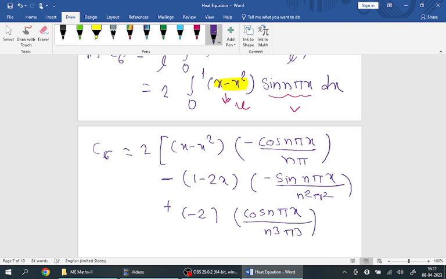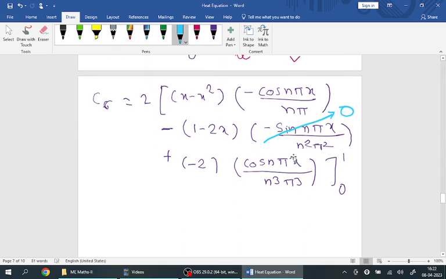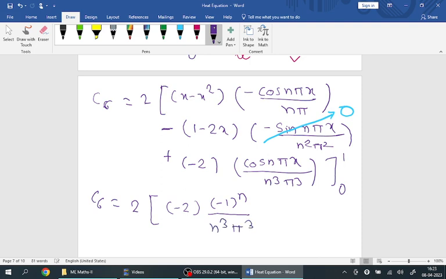So this is the generalized integration by parts where the limits are 0 to 1. As usual, the terms of sine go to 0. The second term is 0. In the first and last terms, we replace the upper and lower limits, which gives us the value of C6. If we replace x by 1 in the first term, this term is 0, so no need to replace there. But in the last term, yes, we should replace. So this 2 is there outside. This minus 2 cos n pi, cos n pi is minus 1 raised to n, upon n cube pi cube. So this is for upper limit 1.